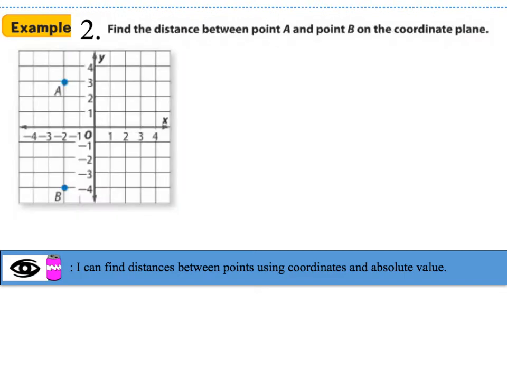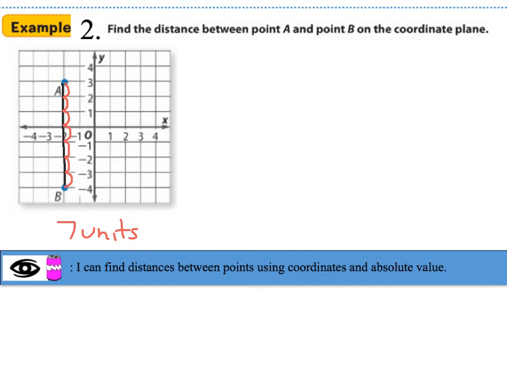For example 2, it says find the distance between point A and point B on the coordinate plane. So one thing I can do is I can go ahead and connect my 2 points with a vertical line. And I can go ahead and count the spaces in between A to B. So here's 1, 2, 3, 4, 5, 6, 7. So we have 7 units between point A to B. However, what happens if we're not given a graph to count?